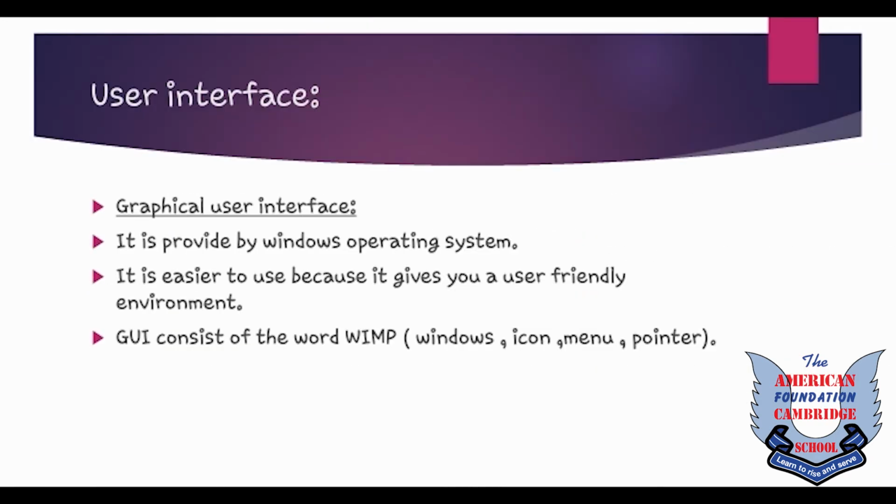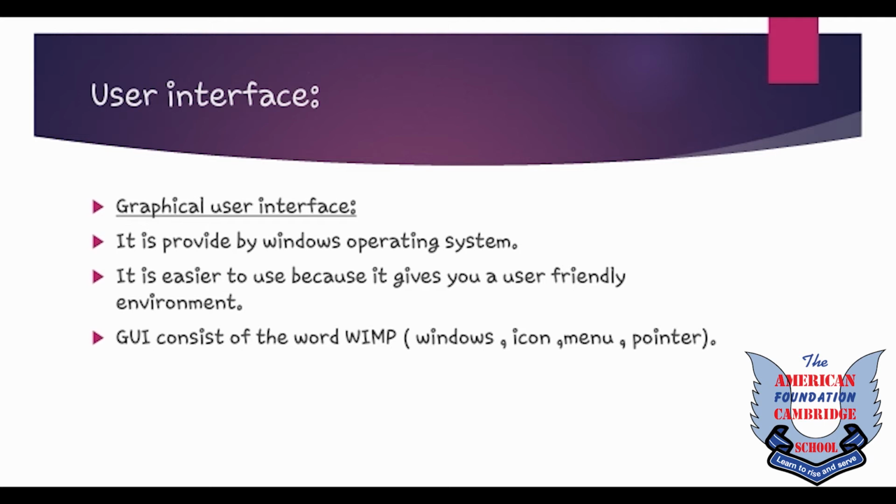The third and very famous user interface is graphical user interface. It is provided by Windows operating system. It is easier to use because it gives you a user-friendly environment. GUI consists of the word WIMP: Windows, icon, menu, and pointer. The most important thing about the GUI is that it is very easy to use and user friendly, meaning everyone can use it very easily and can access it.